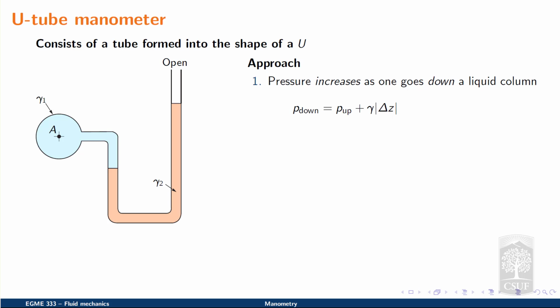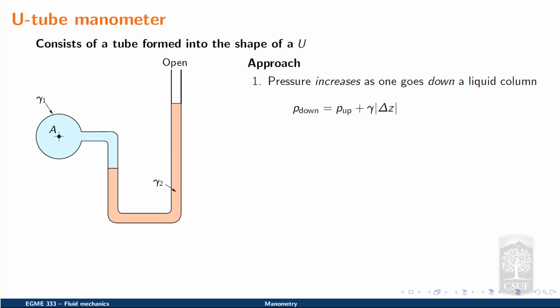First, we'll note that the pressure increases as one goes down a liquid column. So the pressure at the bottom of a column, P sub down, should always equal the pressure at the top of the column, P sub up, plus the specific weight of the liquid within the column times the absolute value of the vertical displacement, delta Z.